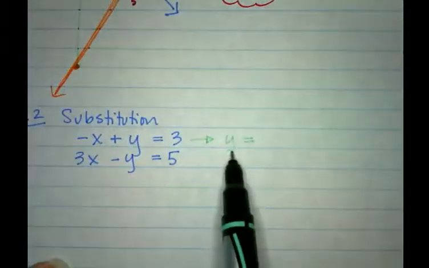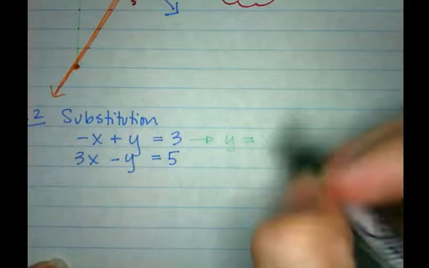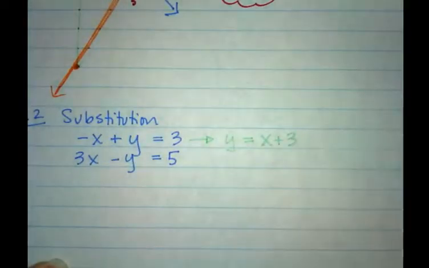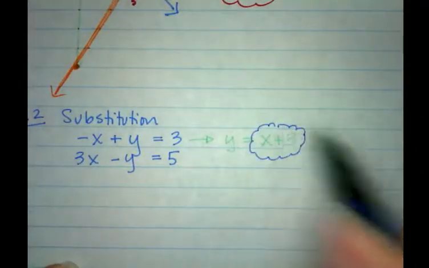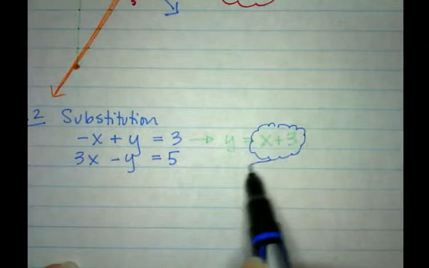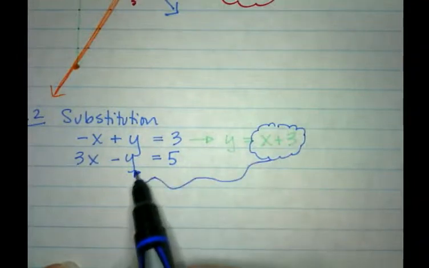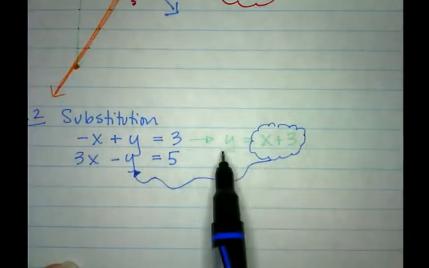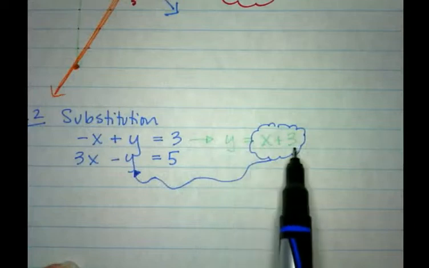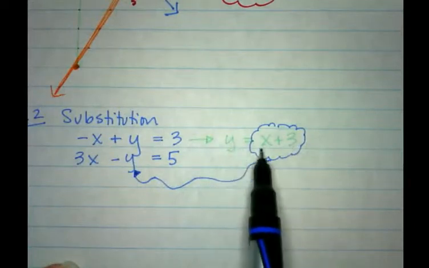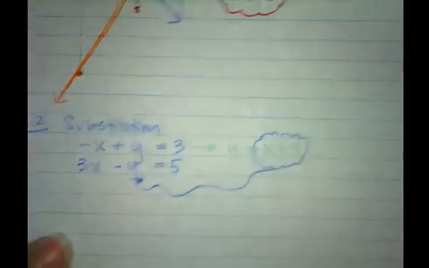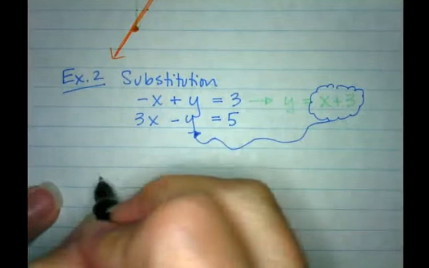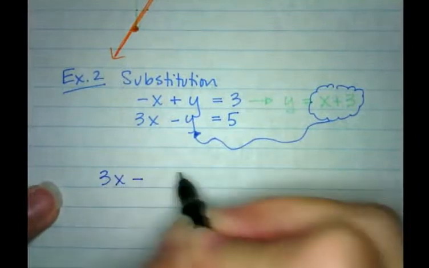So if I rewrite this as y equals, that means I need to add the x over here. So I will get x plus 3. All right, now here's where the clouds and rainbows come in. So I'm going to put this in a little cloud, and then I'm going to float it and fill it in right there. Because what I'm saying right here is that y is the same thing as x plus 3. So if y is the same thing as x plus 3, then I can fill in x plus 3 anytime I see a y.